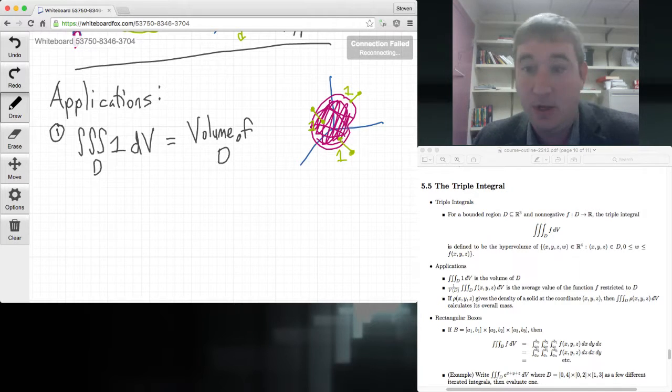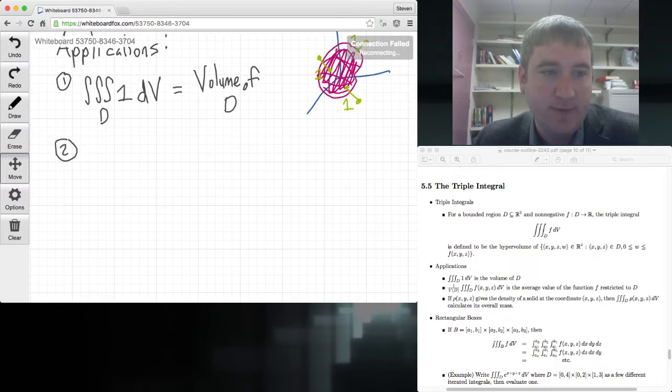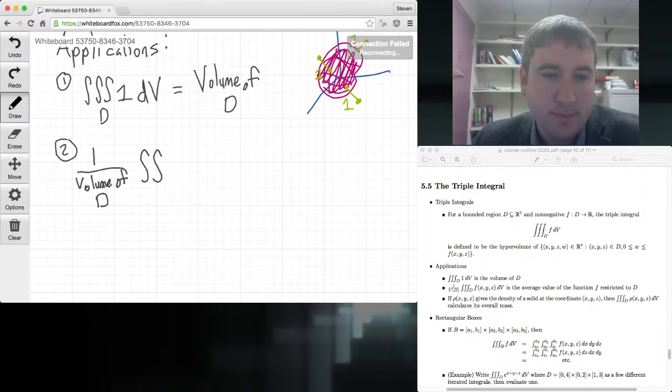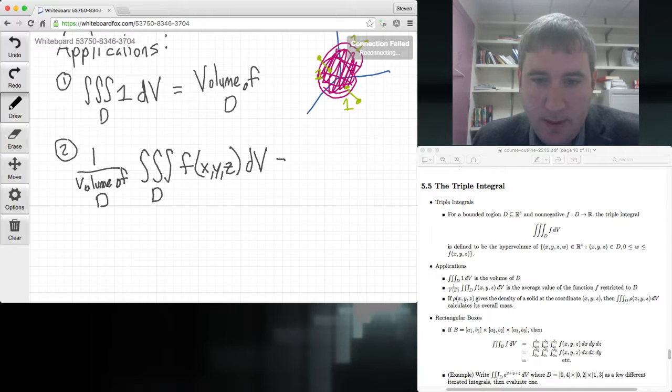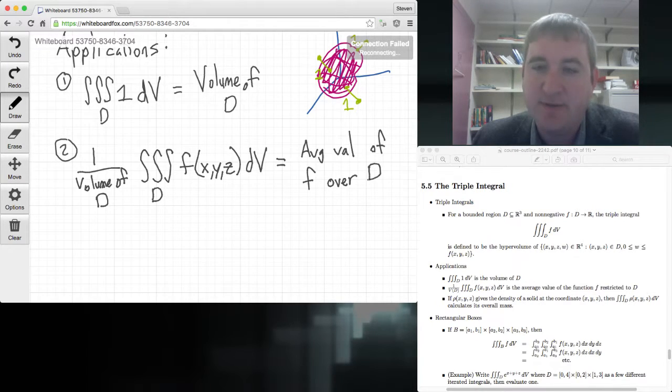So that's our first application. However we evaluate this triple integral, it's going to tell us the volume. We'll have to figure out how to do that in a moment. But for now, let's talk about another application. We'll talk about the average value of a function. If we take the volume of the region D and divide it into the triple integral of a function, that's going to be the average value of the function over the domain D, over the region of integration D.